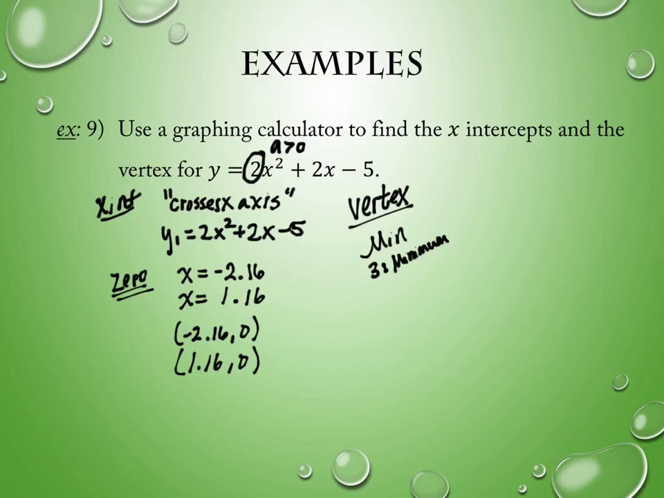it asks you again, left bound, right bound, guess. Just like the other one did, it works exactly the same way. So you need to make sure you're on the left-hand side of the minimum and press enter. Arrow to the right-hand side of the minimum for the right bound and press enter. Guess just means that you're close to the value, and you press enter. And it will end up giving you this ordered pair on this one, negative 0.5, 5.5. And that would be the vertex for this particular quadratic equation.